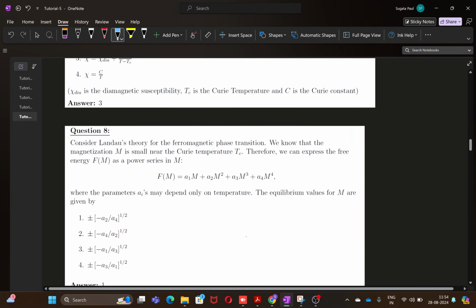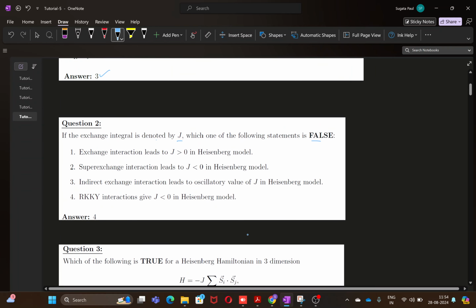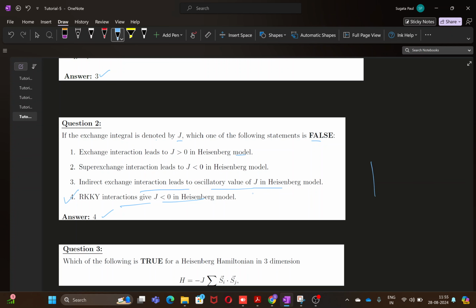So if you just go to the options that are given to you, you'll see that in question number 2, option number 4 is the only option that is false, because option number 3 also said that indirect exchange interaction leads to oscillatory values in J in Heisenberg model. I have already showed you that RKKY is itself an indirect kind of exchange interaction, and that gives you an oscillatory value like this, up and down kind of thing. So with distance it will have oscillatory value, and RKKY finally giving J less than 0 in Heisenberg model is not true. This is false, right? That is why this is our answer, because we already showed that RKKY is itself an indirect kind of exchange interaction, which is like option number 3. So with distance it will have oscillatory values.